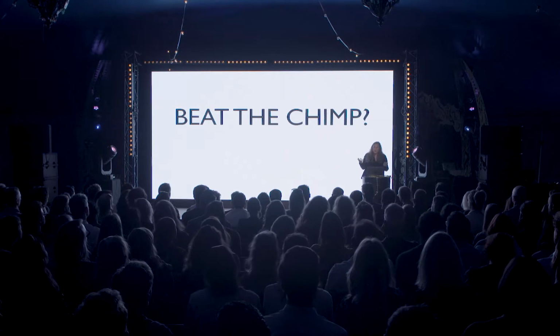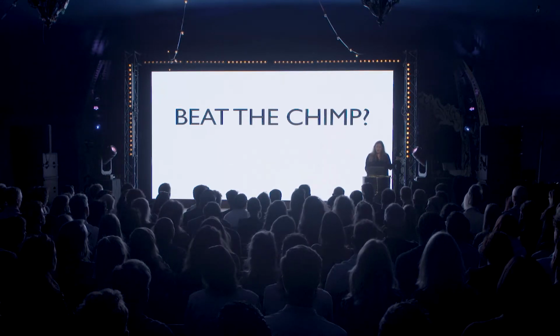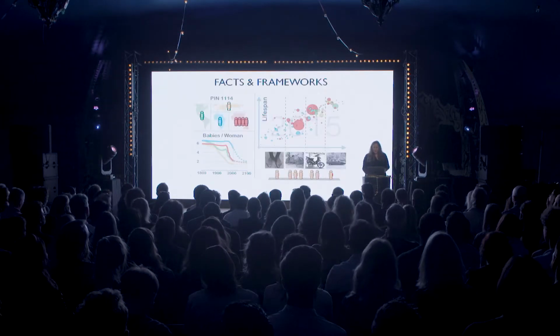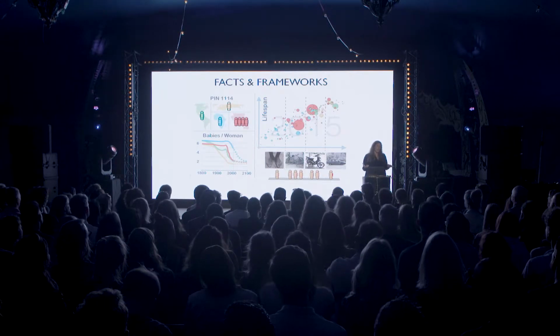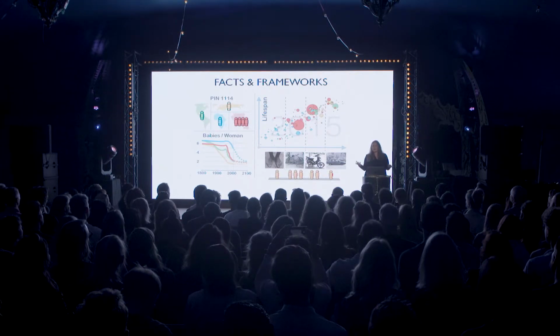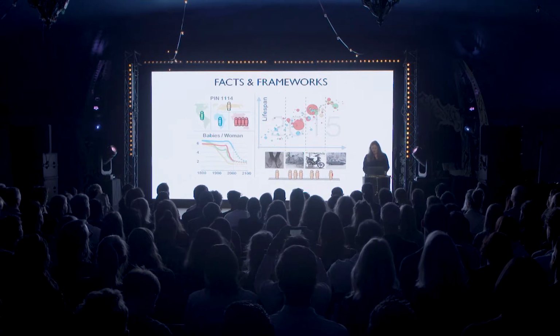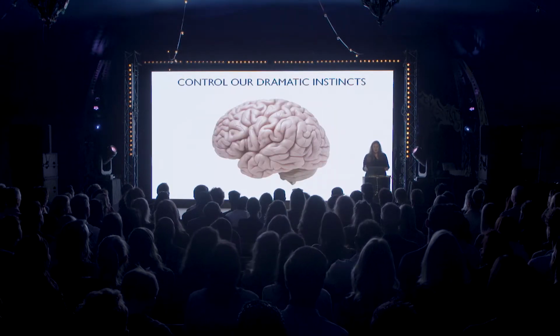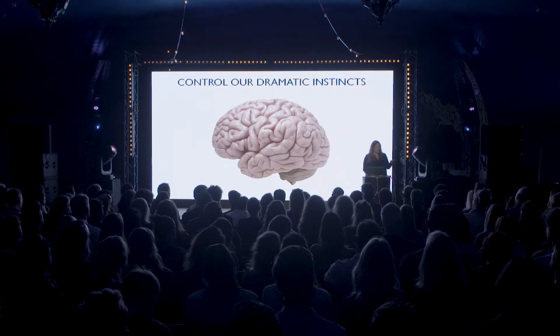So how can we beat the chimp? Remember the questions in the beginning. How can we do it? Well, first we will need facts and frameworks. We need that so when we read news stories, we can put them in a context. And then we need to control our dramatic instincts.